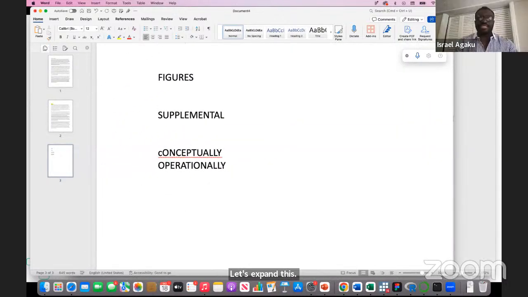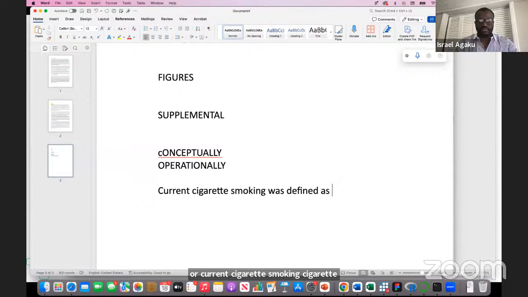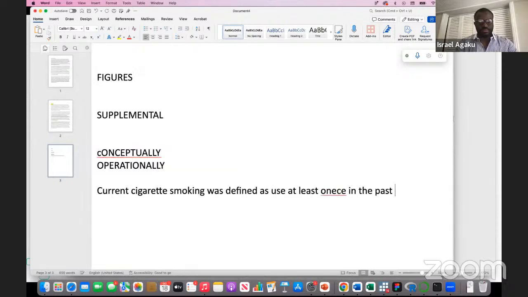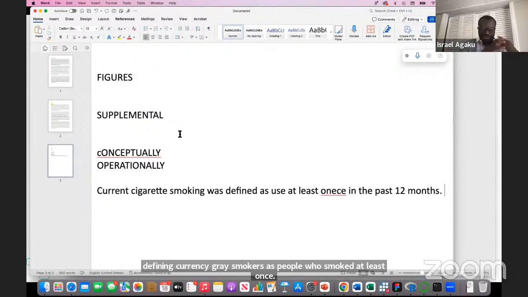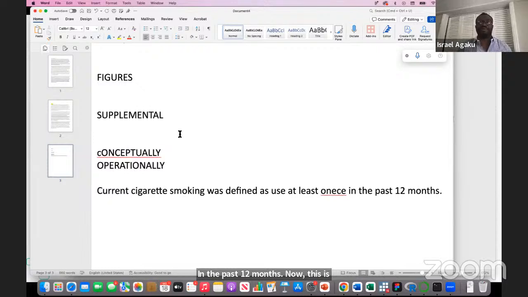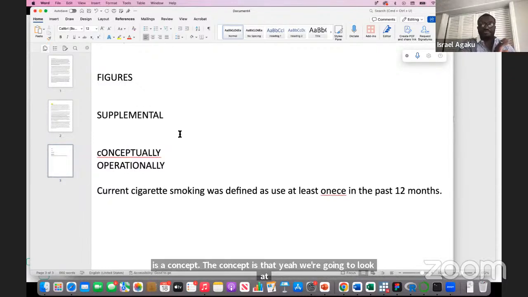So let's say for cigarette smoking, the example here, we're saying cigarette smokers or current cigarette smoking. So conceptually, we're defining current cigarette smokers as people who smoked at least once in the past 12 months. Now, this is the concept. The concept is that we're going to look at people who smoked in the past 12 months and we're going to call them cigarette smokers.